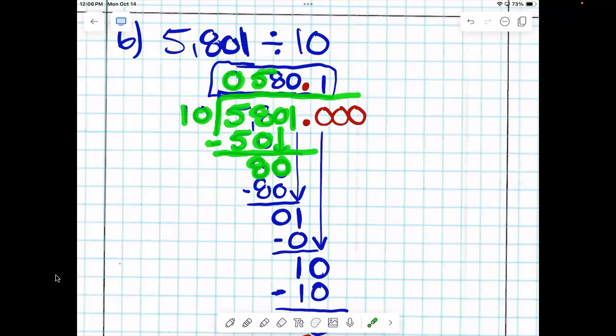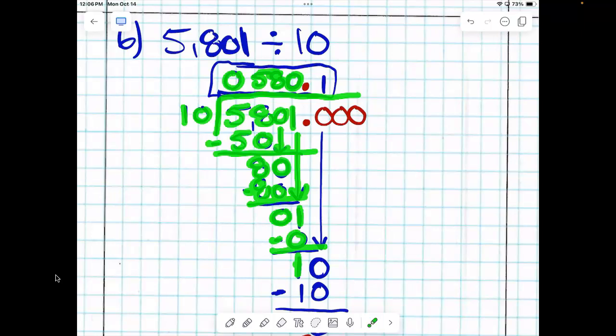Bring down the 0. Does 10 go into 80? Yes. How many times? 8. What's 8 times 10? 80. Subtract, I have 0. Bring down the 1, right? Yes. Okay, tricky here. Does 10 go into 1? No. But do I still need to put the 0 up here? Yes. What's 0 times 10? 0. What's left over? 1.